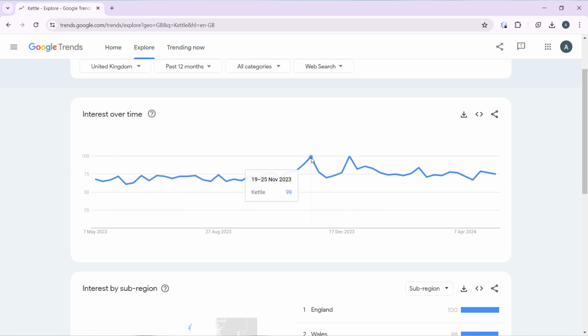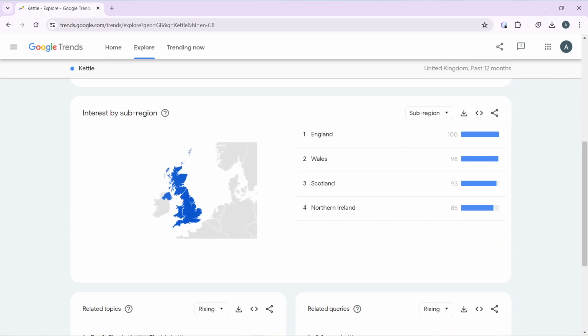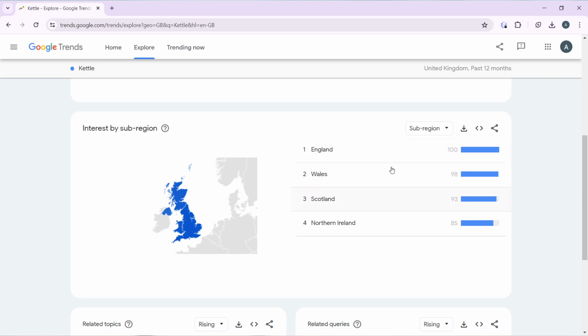You can see it is, say, 100 at its peak, and I'm just going to check the lowest. The lowest is 61. It means a lot of people are interested in this, and it's really a trending, winning product to sell. So you can even check interest by subregion for you to determine that.